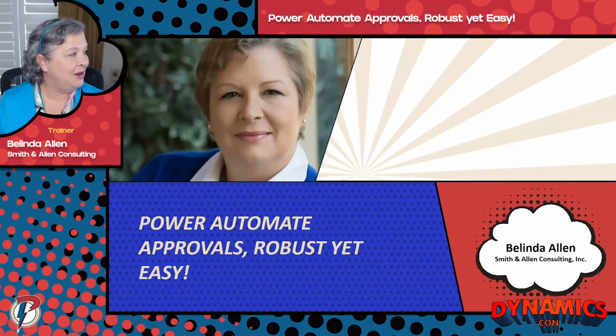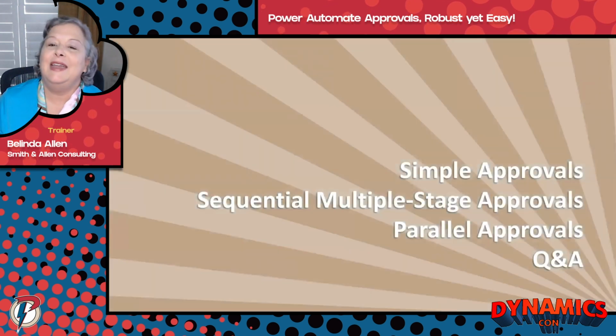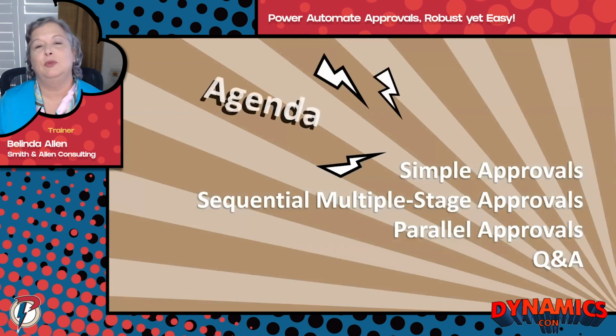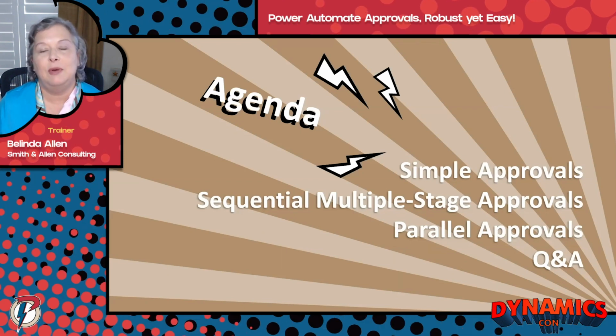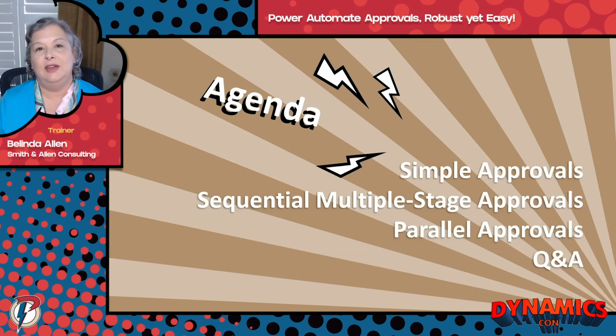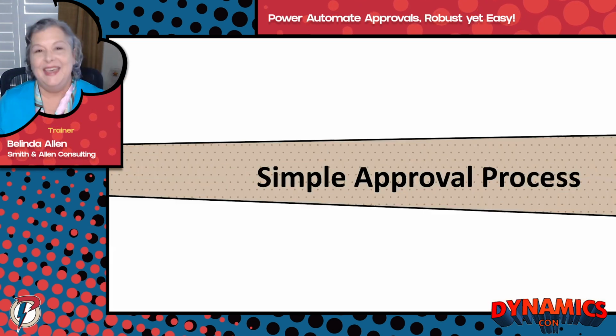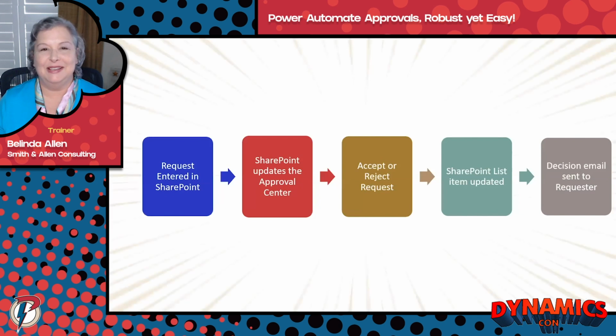So let's go ahead and go through the agenda. We're going to talk about simple approvals, and we're going to spend most of our time here because we're going to build one from scratch. Then we're going to do a sequential multi-stage approval, and then we're going to talk about parallel approvals, and then we're going to go into Q&A. But we're going to do the bulk of our work today in the simple approval, just so you get the feel. That way you'll be able to build any kind of approval you want. Knock on wood. We're going to start again, as I mentioned, with the simple approval.